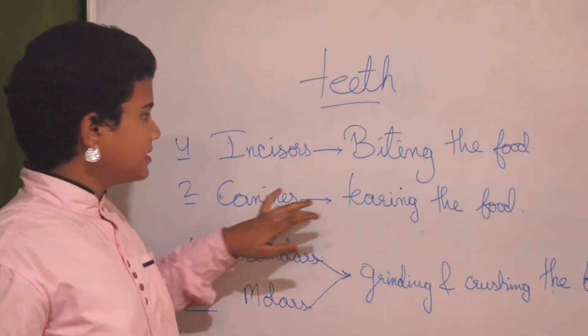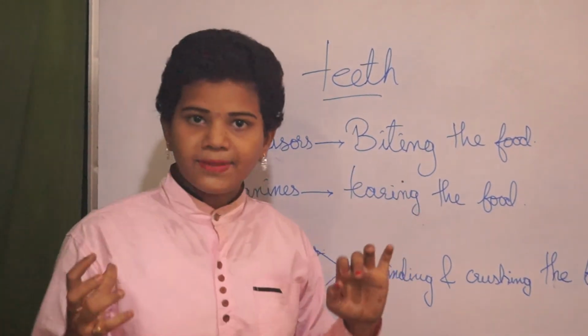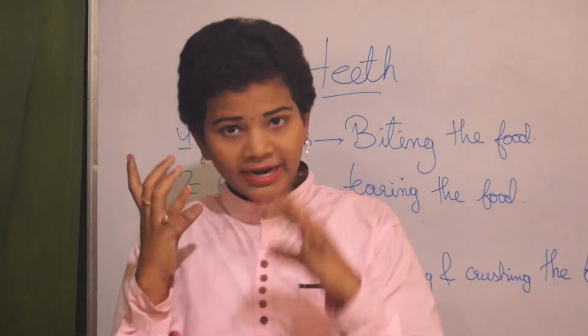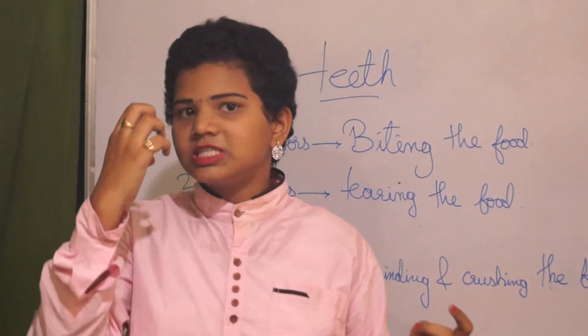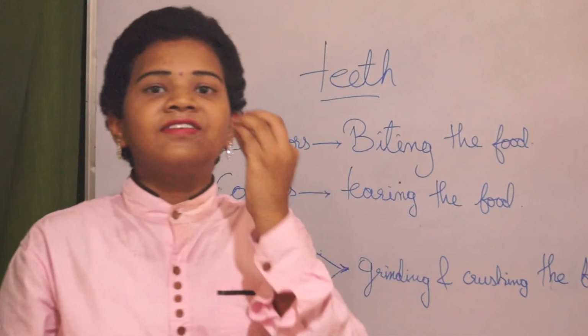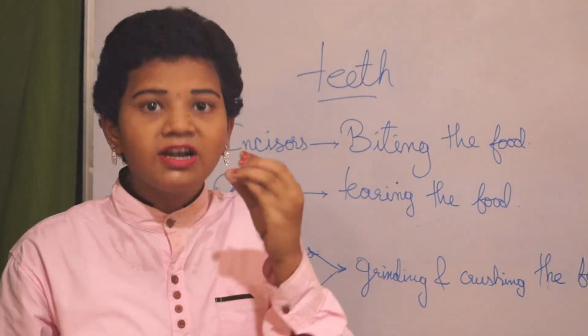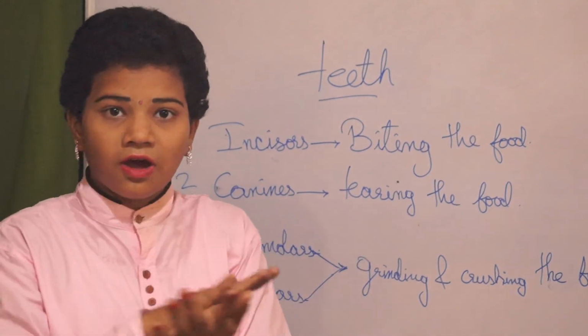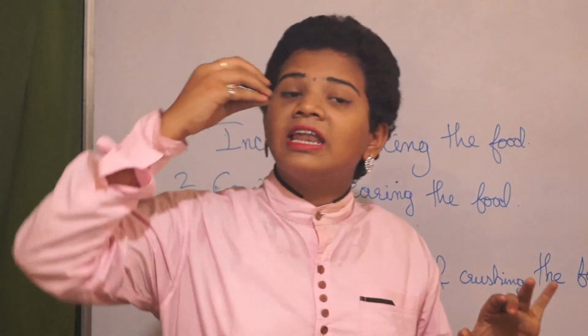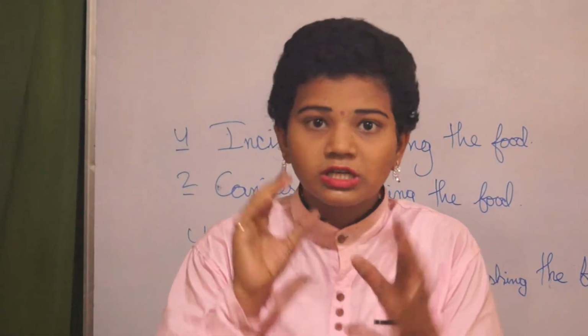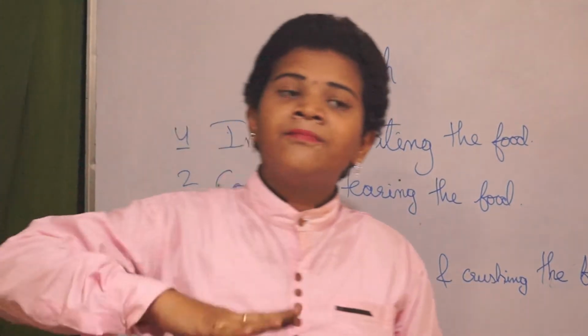Now, imagine you are eating an apple. When you eat an apple, first you bite the apple with your front 4 teeth, your incisors. We tear the food with our canines, and we grind and crush with our premolars and molars. In the mouth the food changes into small pieces. In the stomach, it further breaks down into smaller pieces.